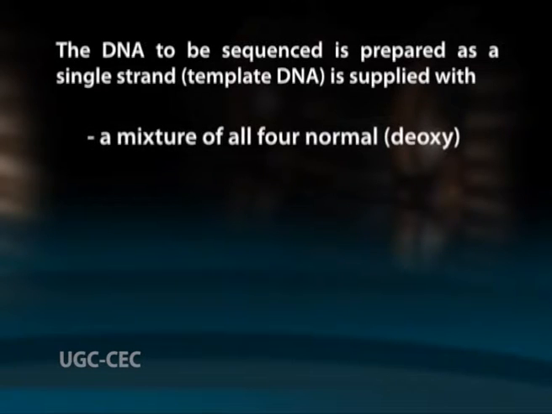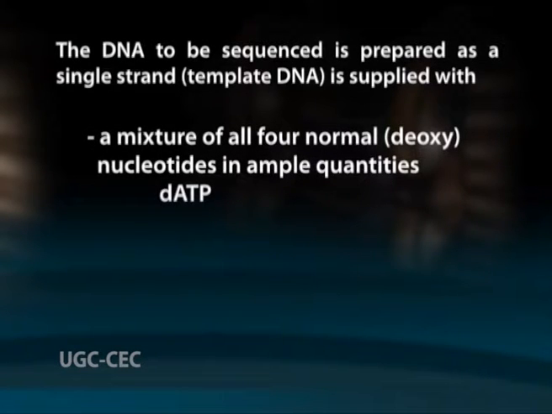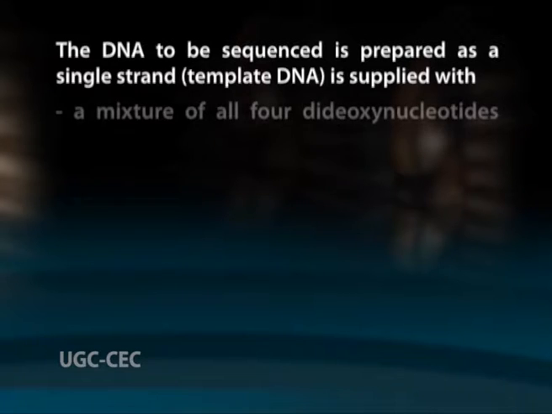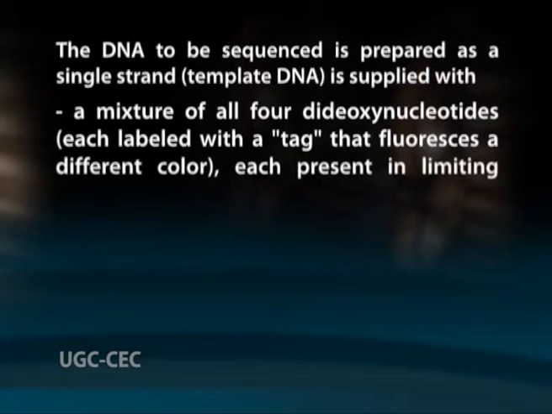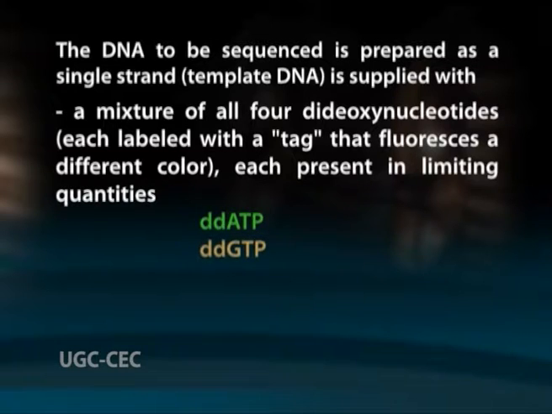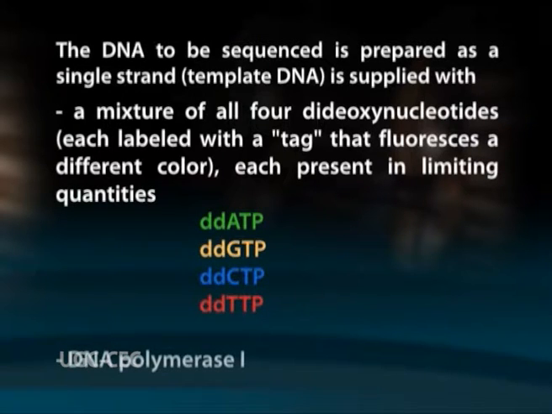The DNA to be sequenced is prepared as a single strand or template. DNA is supplied with a mixture of all 4 normal deoxynucleotides in ample quantities. They are dATP, dGTP, dCTP, dTTP. A mixture of all 4 dideoxynucleotides, each labeled with a tag that fluoresces a different color, each present in limiting quantities: ddATP, ddGTP, ddCTP, ddTTP, and DNA polymerase I.